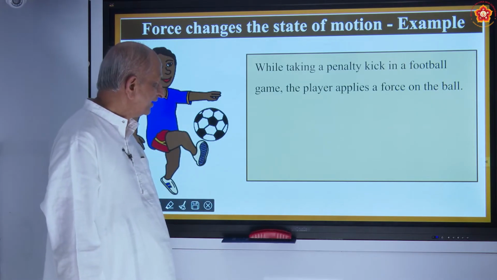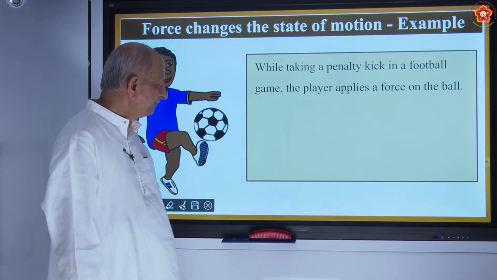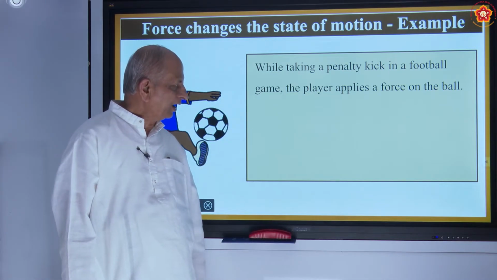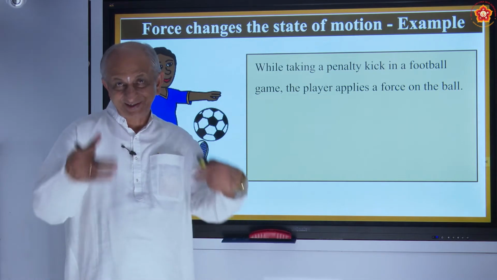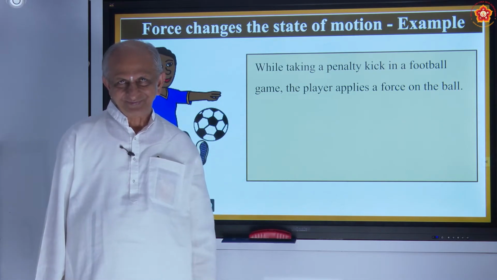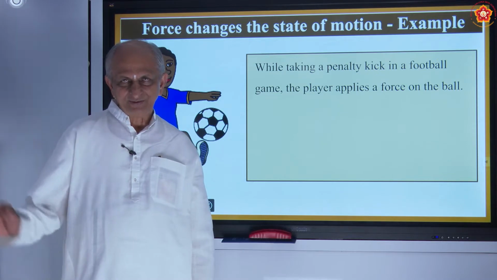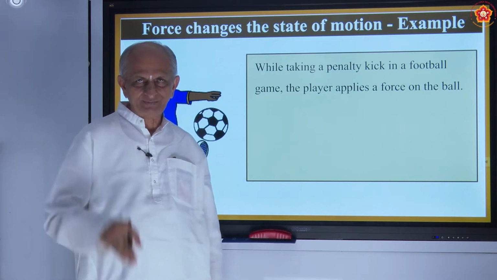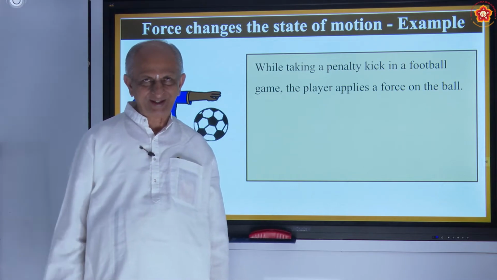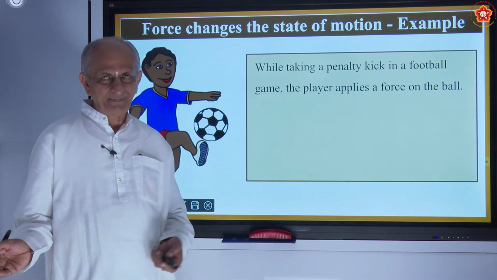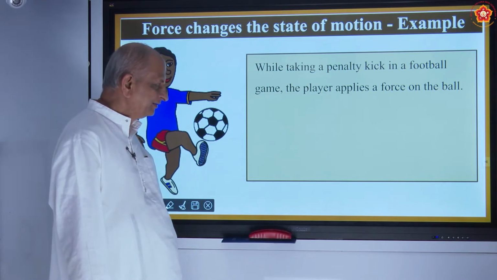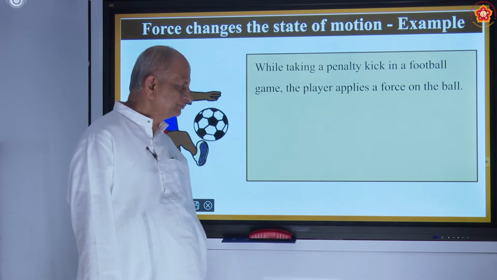Okay? So while taking a penalty kick in a football game, the player applies a force on the ball. Very interesting stage. The penalty means what? When the two teams have scored equal goals, say 1-1 or 0-0, 2-2, like that. Then if the time is up, they use penalties. Usually there will be chances for 5 kicks.